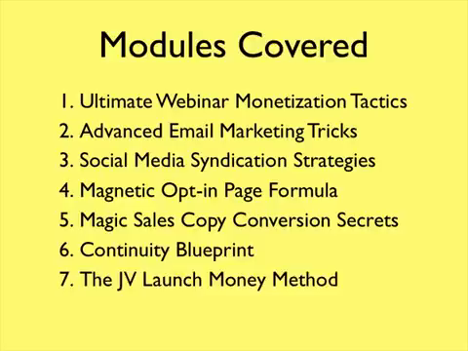Number 7. If I look at my money made online, I would say that this method, the JV launch money method, is maybe the most amazing one of all. And this is how we can make amazing returns for our joint venture partners and affiliates. Of course, if they're happy, we're happy, because we're paying thousands and thousands of dollars every month to our affiliates, and that is the happiest money I ever pay. I tell you exactly how I make this work for us, and how you can make it work for yourself. But let's quickly check what's on offer.